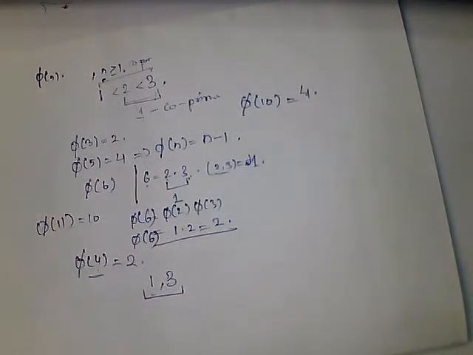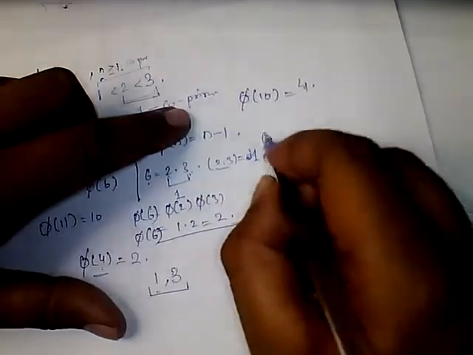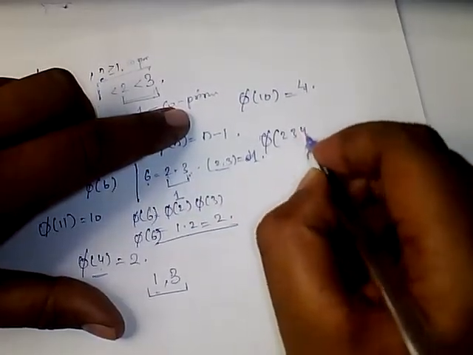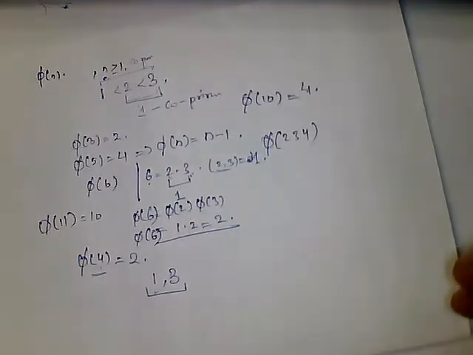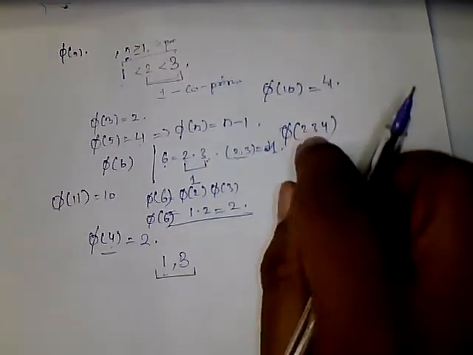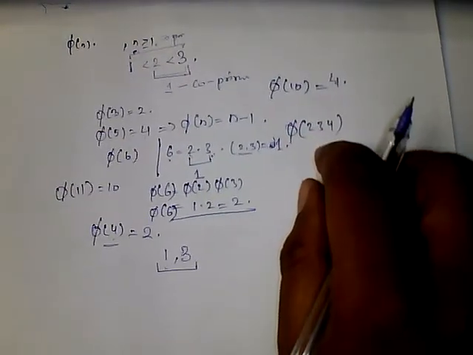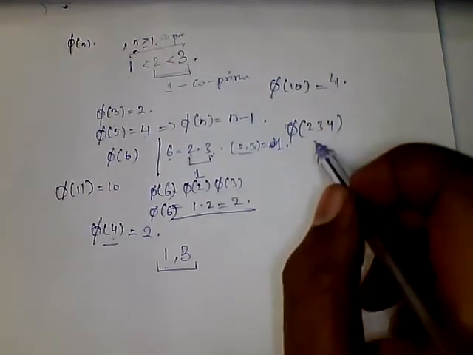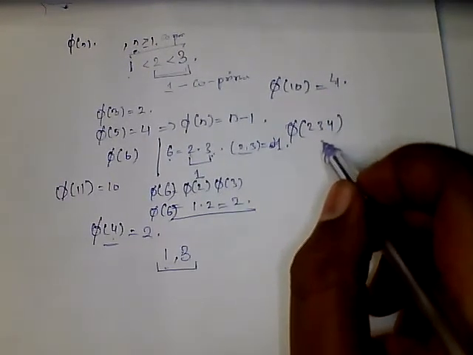Now what if the numbers are big, large numbers, for example phi of 234. How do you find this? Can you be able to find that? Actually, there's a property or methods to get the answer for this.